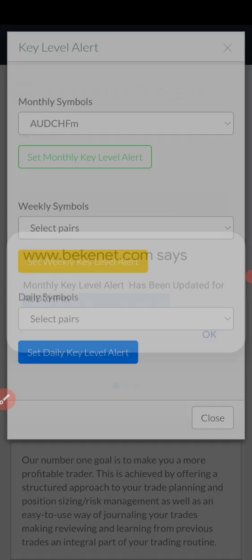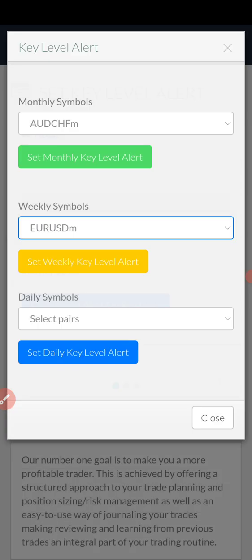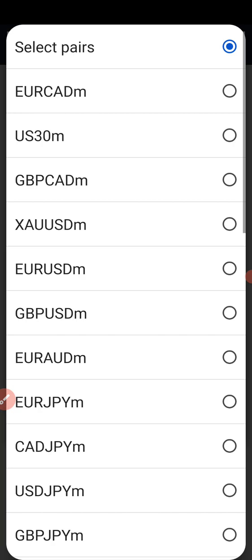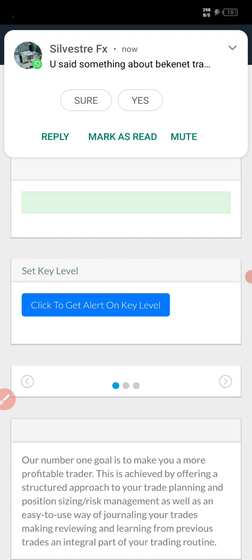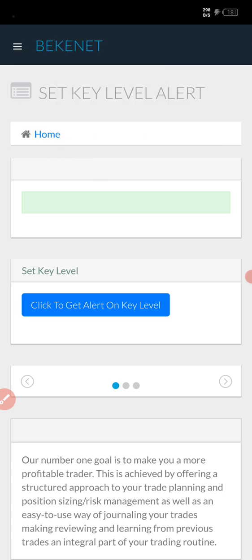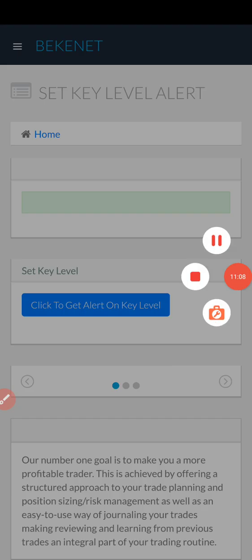If it's monthly, you add. If it's weekly, you add. If it's daily, you add. Simple and straightforward. Once you've done that, the system will start monitoring it and will be sending you notification if you're using an Android device, and if you've activated your notification. Simple and straightforward. But if you don't have a notification, activate your notification, you're using an iOS, and all that.